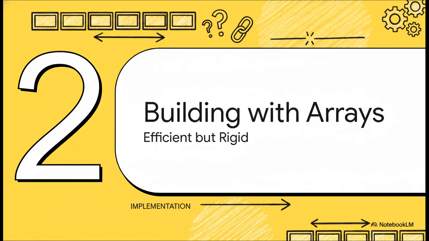Okay, time to get practical. Let's actually build one. Now, if you're like most programmers, when someone says a collection of items in order, your first thought is probably an array, right? And yeah, that's a totally natural place to start. It's efficient, it's simple, but it also creates a couple of tricky problems we're going to have to figure out.